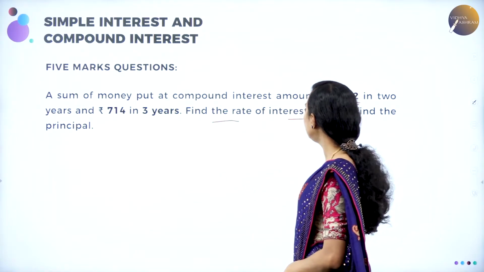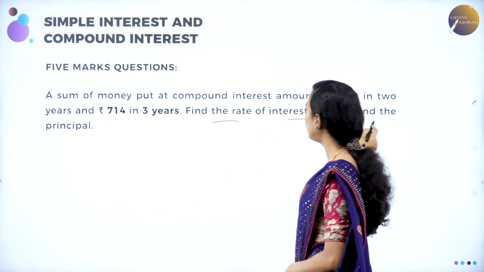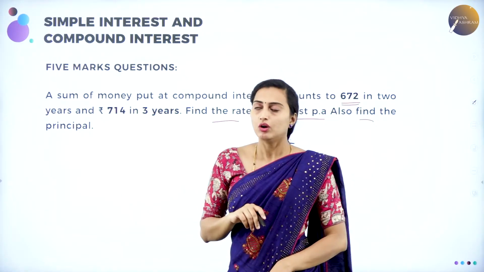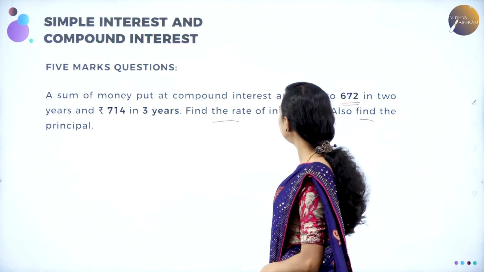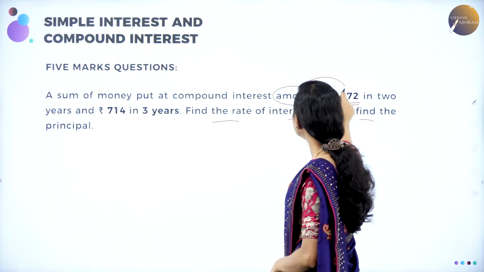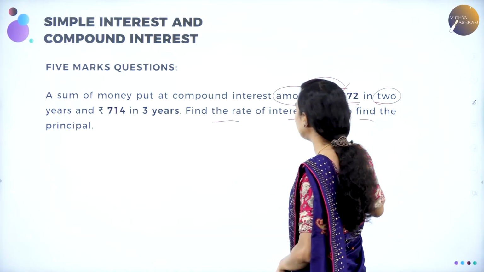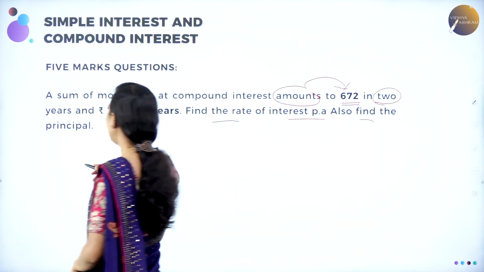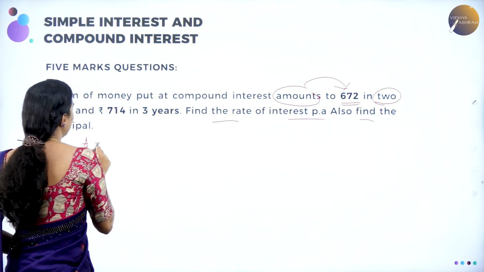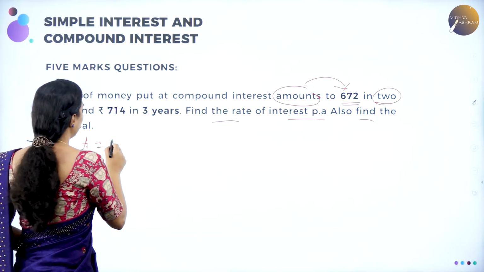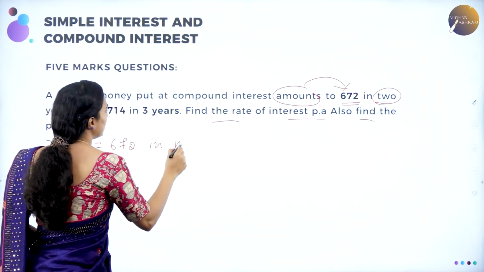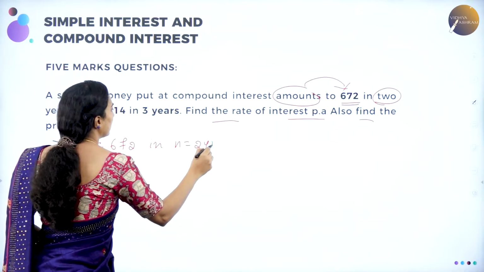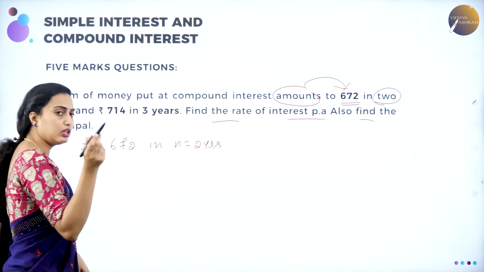Find the rate of interest per annum. Also find the principal. What have they given? They have given a sum of money put at compound interest, the amount is 672 in 2 years. Therefore, A is equal to 672 and N is equal to 2 years. Correct?